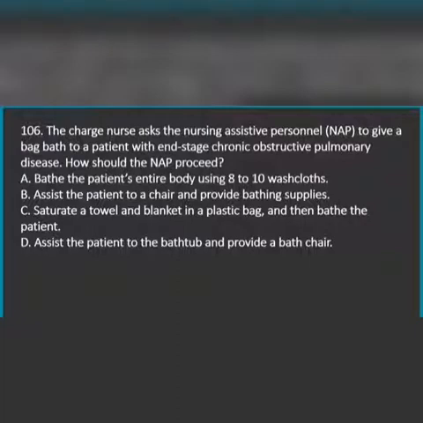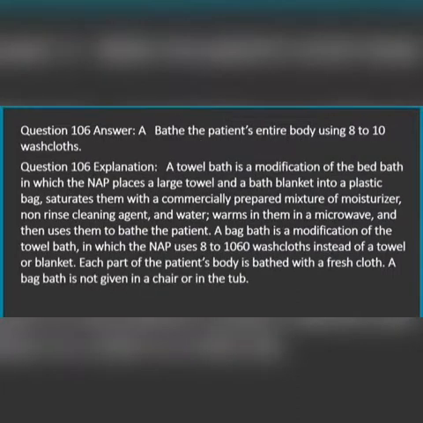A. Bathe the patient's entire body using 8 to 10 washcloths. B. Assist the patient to a chair and provide bathing supplies. C. Saturate a towel and blanket in a plastic bag, and then bathe the patient. D. Assist the patient to the bathtub and provide a bath chair. Question 106. Answer: A. Bathe the patient's entire body using 8 to 10 washcloths.